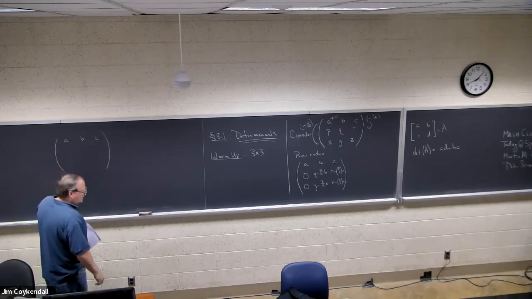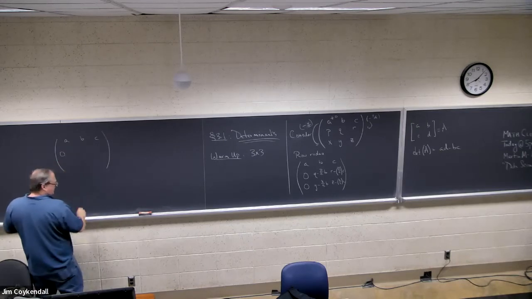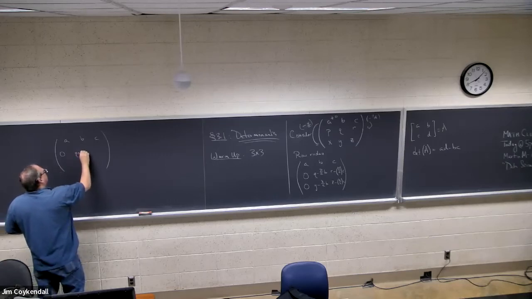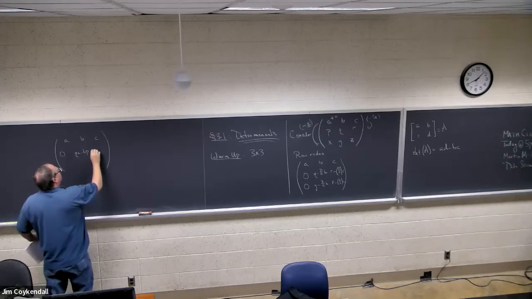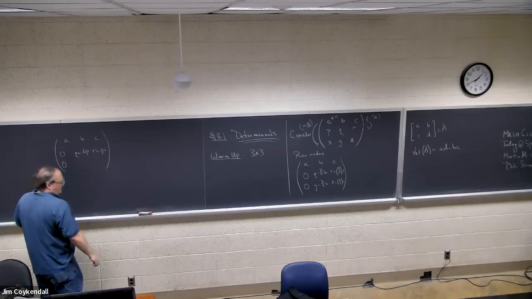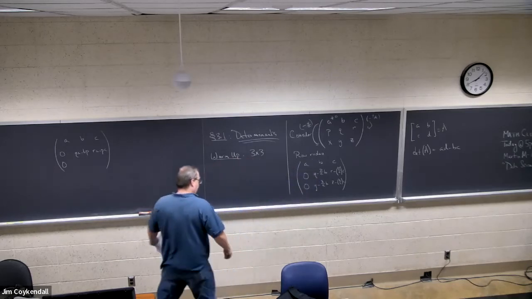And so it's still going to be yucky, but at least I won't have fractions. This is going to be QA minus PB, and this is going to be RA minus PC. And I'm going to multiply the bottom row by A. Again, I can do this because A is not 0.